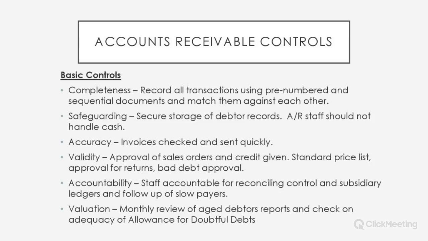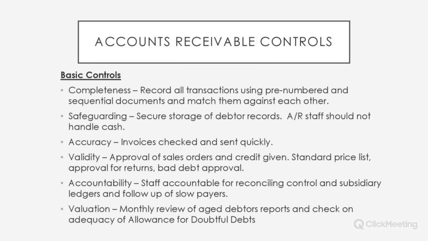Now remember, I know we've come after a break, so it's all good. If you go and do your revisions from last week's topics, then you will see in chapter 8, we came across these control objectives, which were completeness, safeguarding, accuracy, validity, accountability, and valuation. So for completeness, under accounts receivable, control should be to record all transactions using pre-numbered and sequential documents and match them against each other.